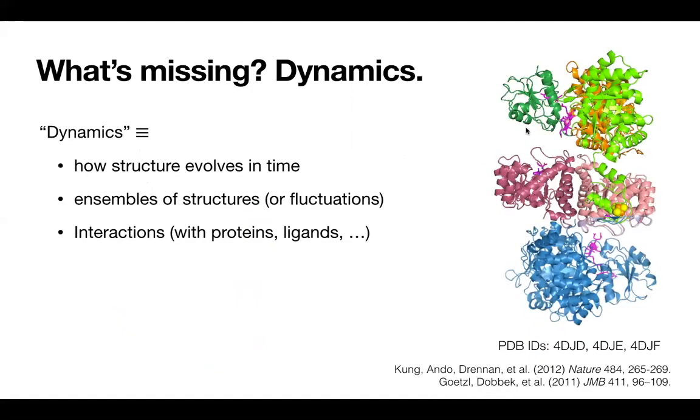What's missing is a dynamic picture. And I'm using the word dynamics very loosely here, meaning how the structure evolves in time, and/or the ensembles of structures in equilibrium, or the fluctuations in the structures, or the interactions between different proteins or proteins with ligands. Basically everything we'd want to know that we can't get from a single static picture.